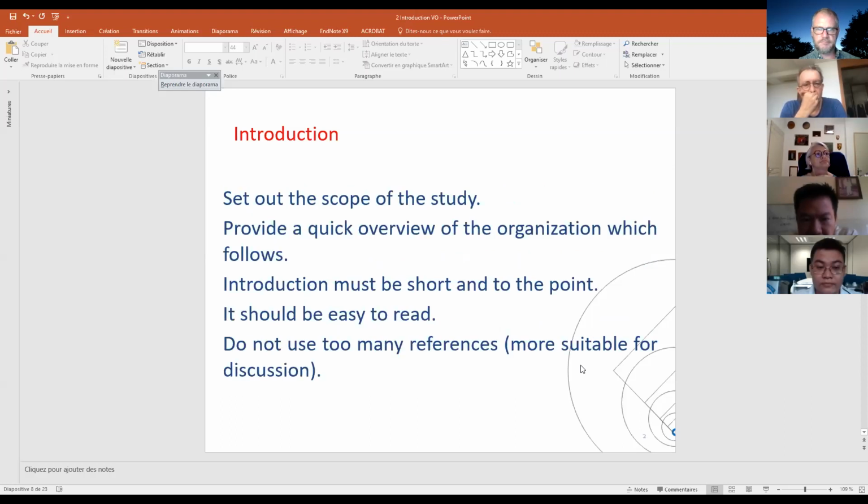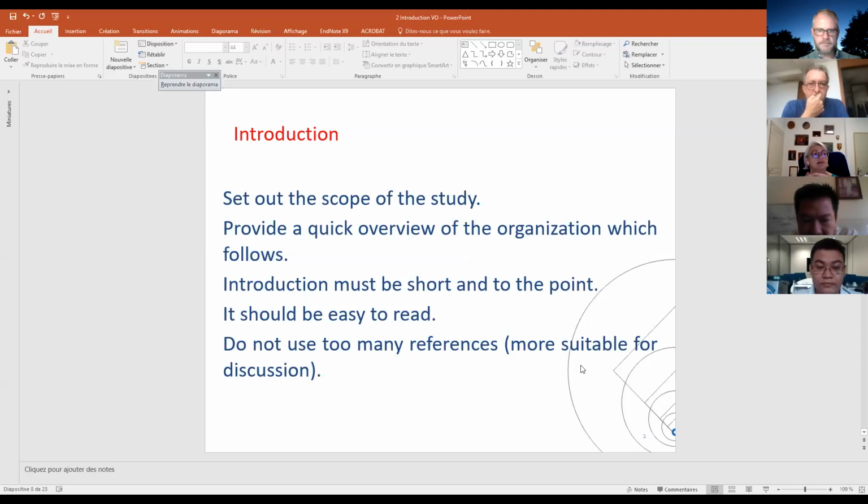So, how to do it? You set out the scope of the study. You give a quick overview of what's going to follow. When I say follow, it's what's going to come in the next part of the article.